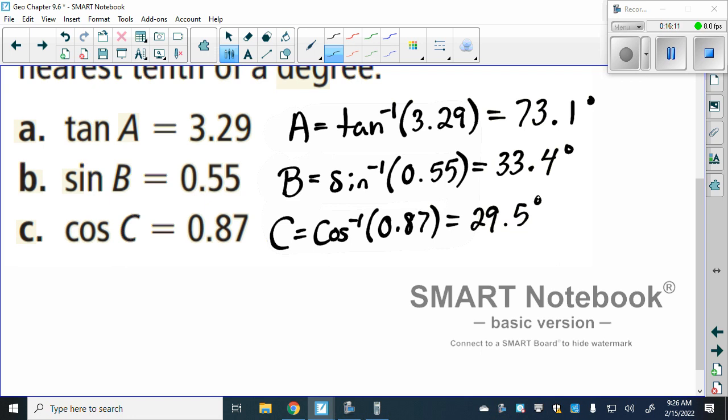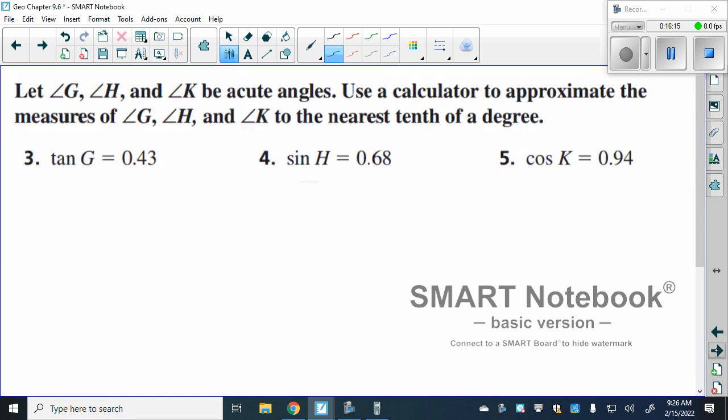Do we feel comfortable with finding these angles, given the ratio of the sides? Do we need to see another example of these three here? Okay.